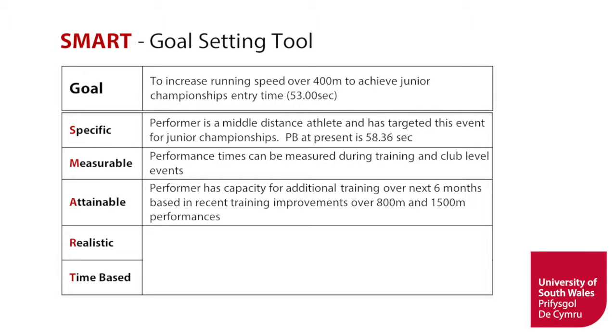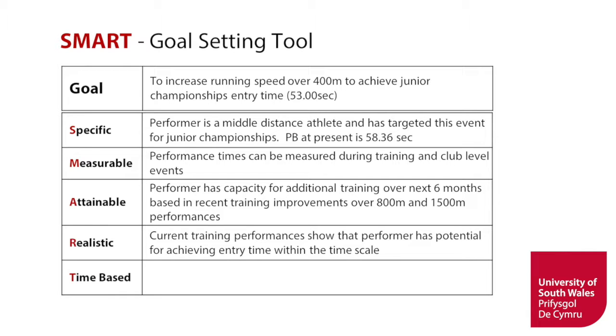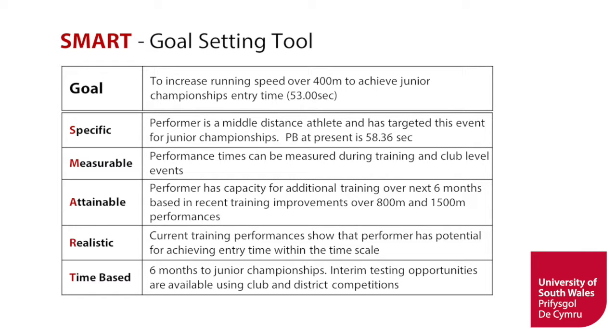Attainable, the performer has the capacity to complete additional training over the next 6 months based on recent improvement over 800 and 1500 performances. They think they can achieve it. Relevant, current training performance has shown the performer has potential to achieve an entry within the timescale, and time-based, 6 months to the junior championships with interim testing opportunities available at different competitions prior. So you can clearly see how that goal is achievable by those key areas.